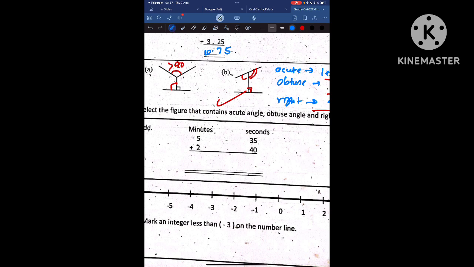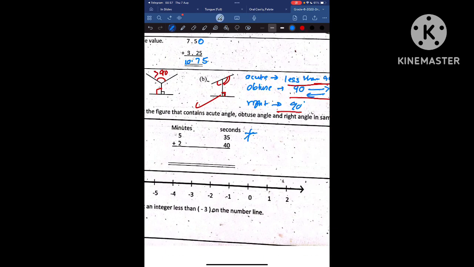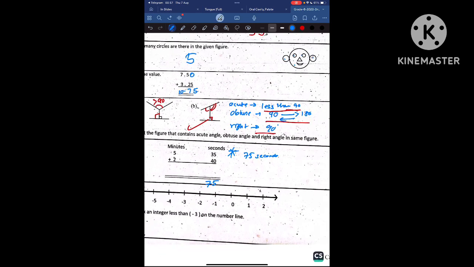Next one is add seconds. When you add minutes and seconds, keep this in mind. Write here below. The first answer you should write below only. So let's see. 5 plus 0 is 5. 4 plus 3 is 7. Now 75 seconds means 1 minute and 15 seconds.